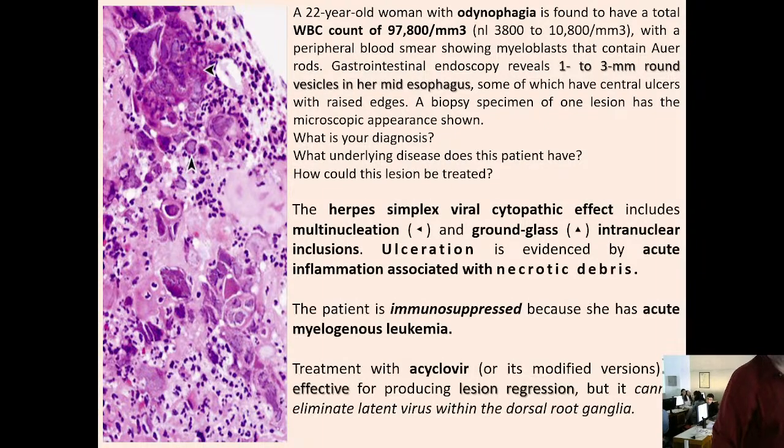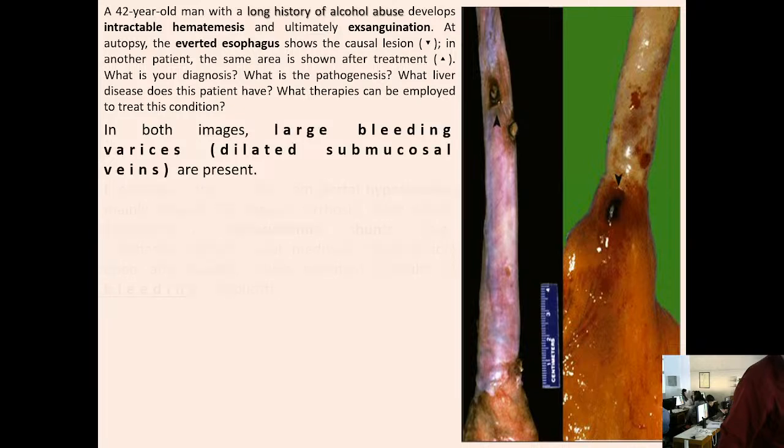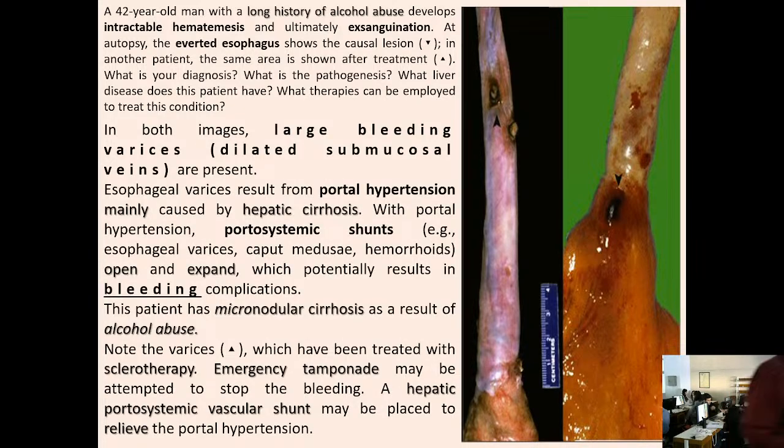And the last image is this. It's another case of hematemesis. However, the problem is not in the stomach. The red blood that you see in the vomiting is related to hemorrhages in the lower part of the esophagus from large bleeding varices.